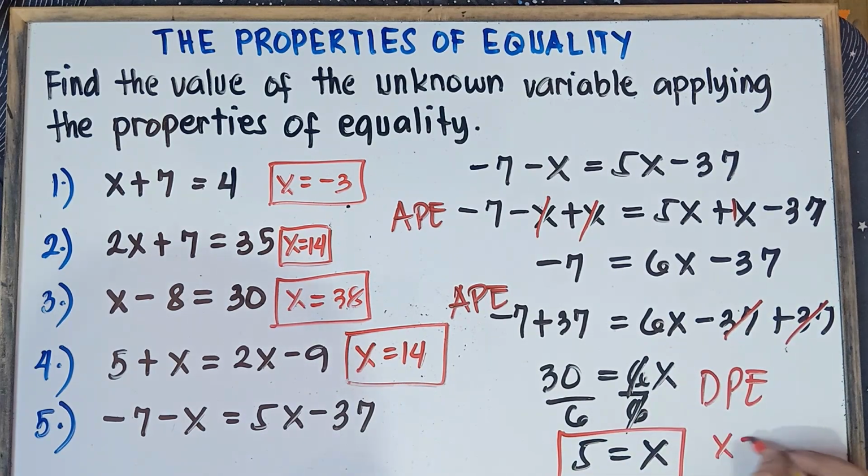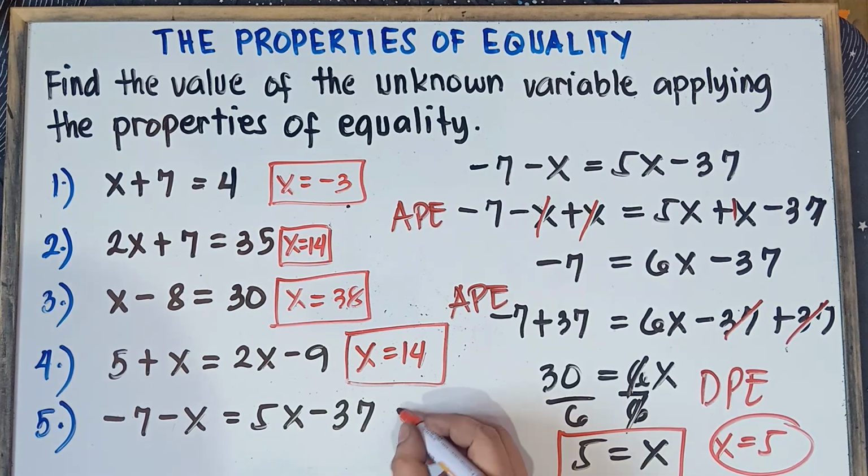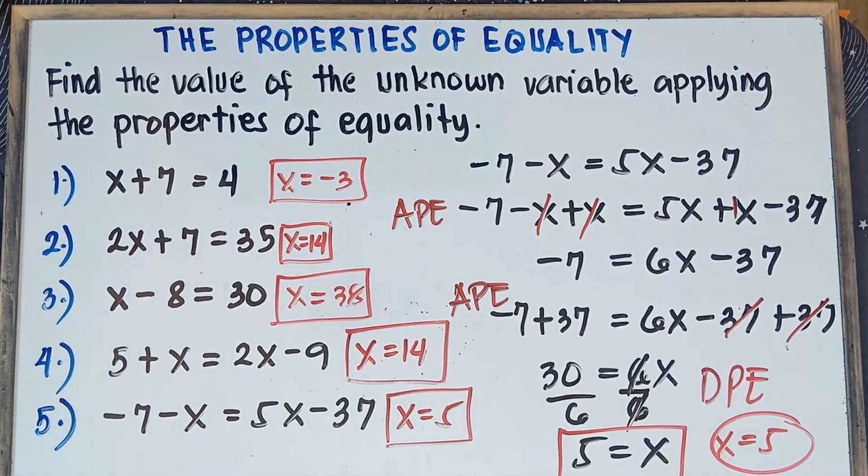Or we can have this one, x equals 5. This is just the same, class. So therefore, the answer would be x is equal to 5. That's it, class. All set with regards to example number 5.